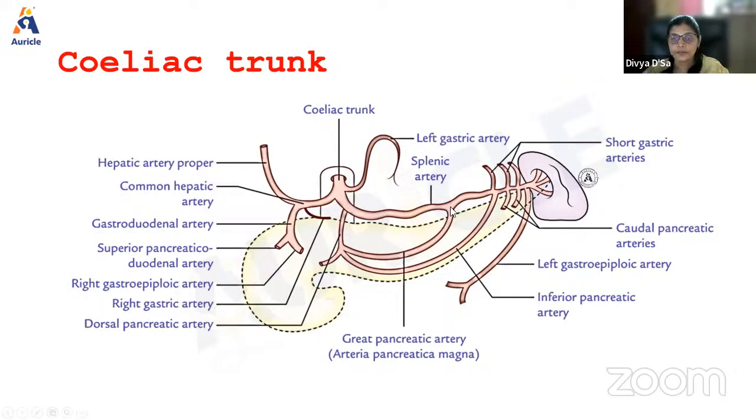It will also give the great pancreatic artery, arteria pancreatica magna, which supplies the pancreas, as well as the inferior pancreatic artery to supply the pancreas again, and the left gastroepiploic artery, which will anastomose with the right gastroepiploic artery along the greater curvature of the stomach. Okay, so these are the branches of the celiac trunk. So you have to enumerate or tell about the branches of the celiac trunk.